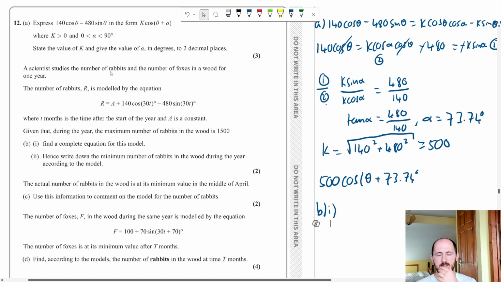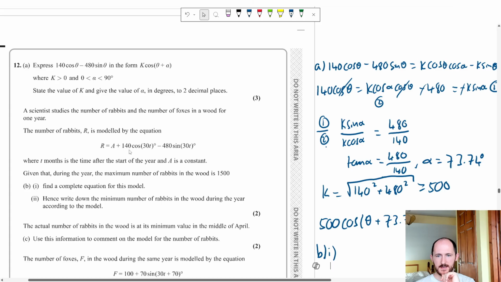So the scientist studies the number of rabbits and the number of foxes in a wood for 1 year. The number of rabbits is modelled by this equation, where t is months. Given that the maximum number of rabbits is 1500, find the complete equation. So first thing you might want to notice is this is essentially the same as this, but theta is 30t now. That's the only difference, which is fine.